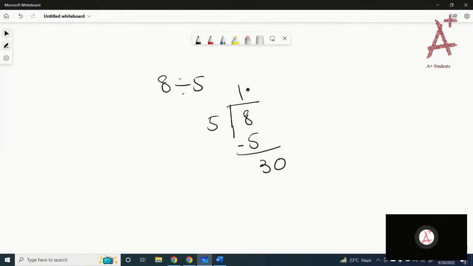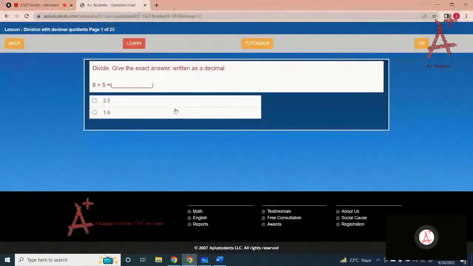So 5 times what number makes 30? 5 times 6 makes 30. And 30 subtract 30 is 0. So the correct option is 1.6. Got it? Select the correct option and click on the OK button.